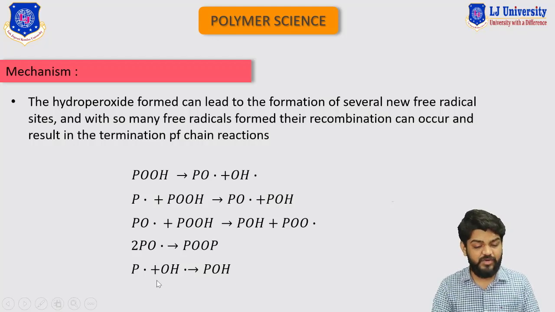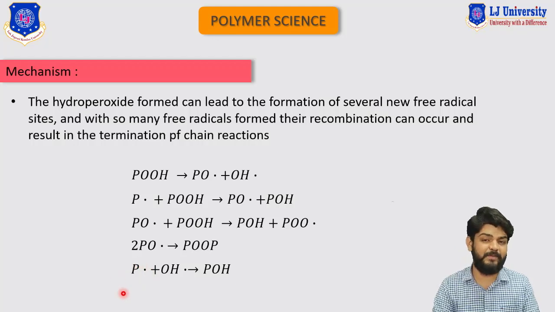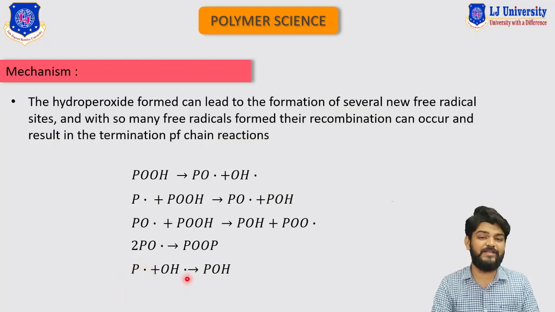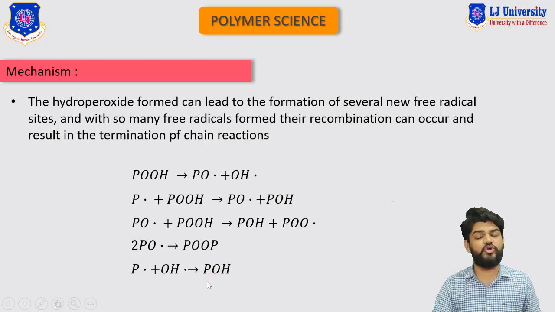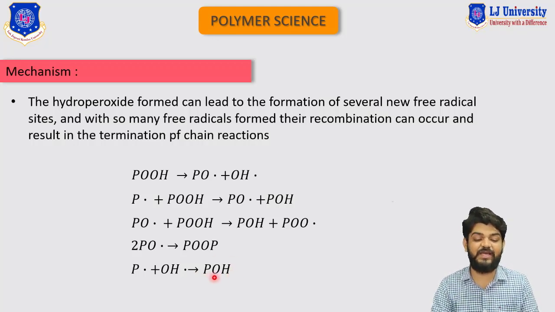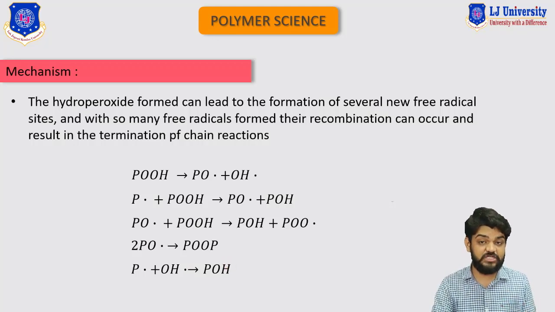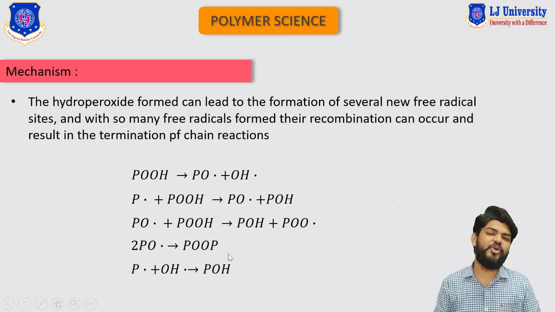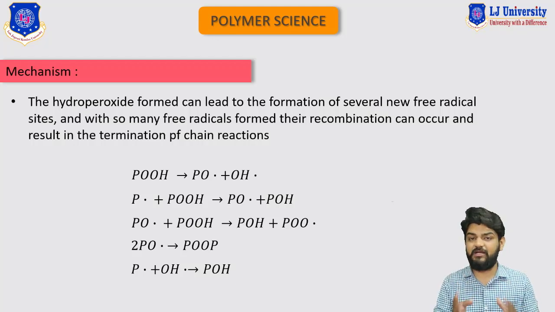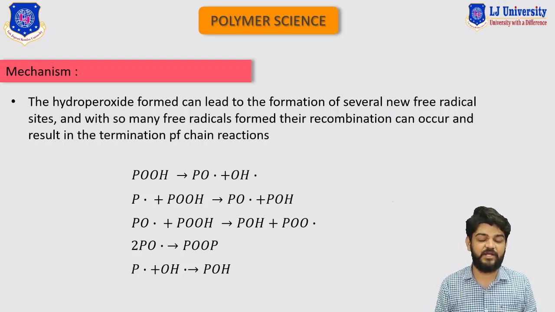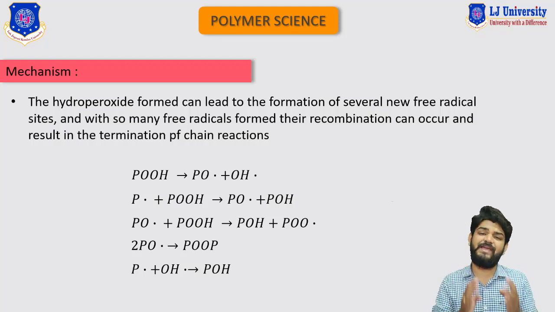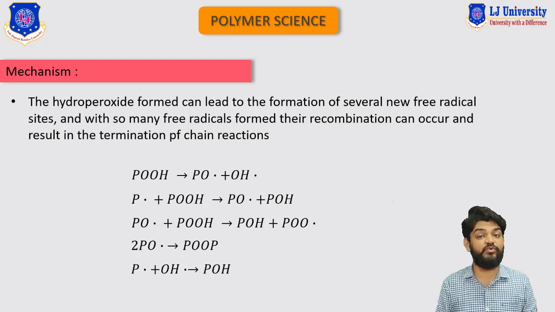In a similar way, you can see here that one polymer free radical and an OH free radical combine together and form POH. This polymer also does not have any free radical, hence we can say that it is the termination step of the polymer and it cannot further undergo the polymerization process. So this was the topic that we discussed in today's lecture. We have discussed mechanical degradation and oxidative degradation.